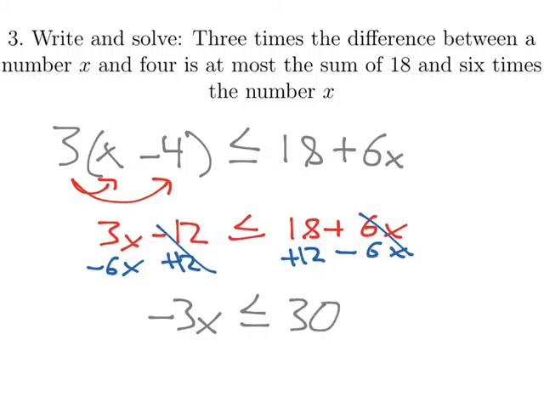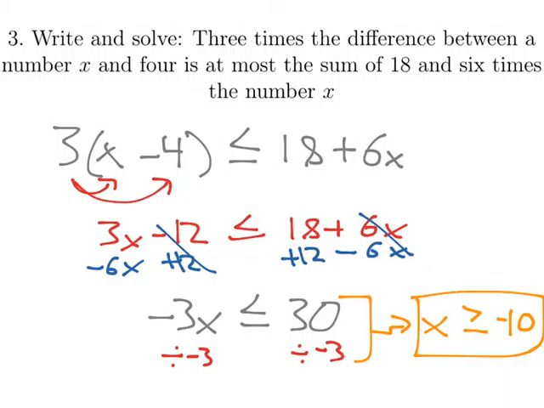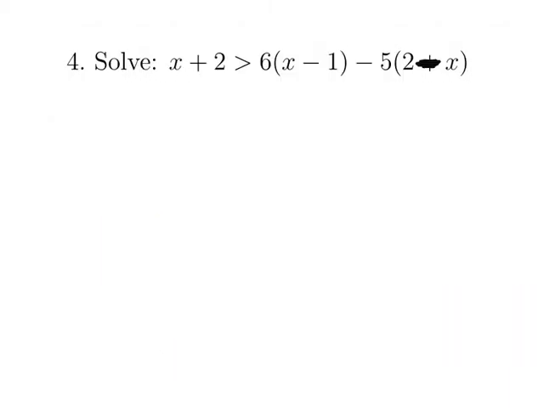Now keep in mind, only because I was adding and subtracting, I didn't have to flip the sign. But if you look where we're at now, we have to divide by negative 3. And if you divide by a negative, you also have to flip the sign. So this is going to leave us with x on the left, because negative 3x divided by negative 3 is just x, and 30 divided by negative 3 is going to be negative 10. And because we divided by a negative, we used to have less than or equal to. Now we have greater than or equal to. And that's our answer.